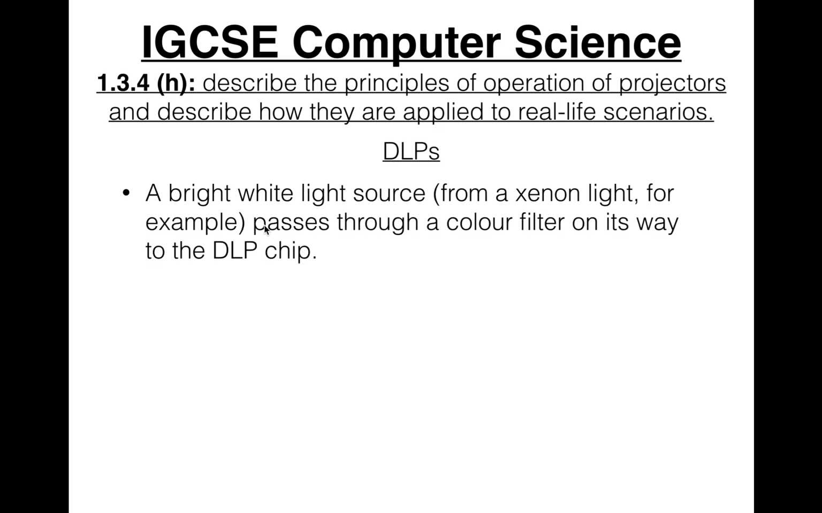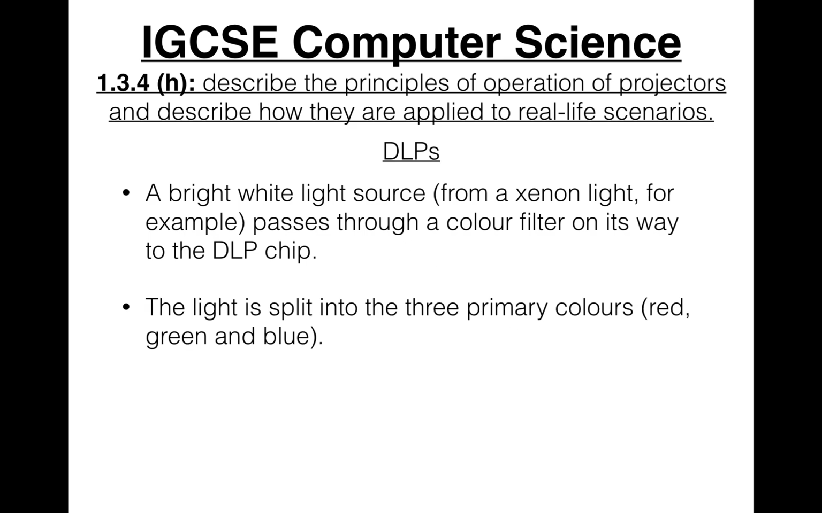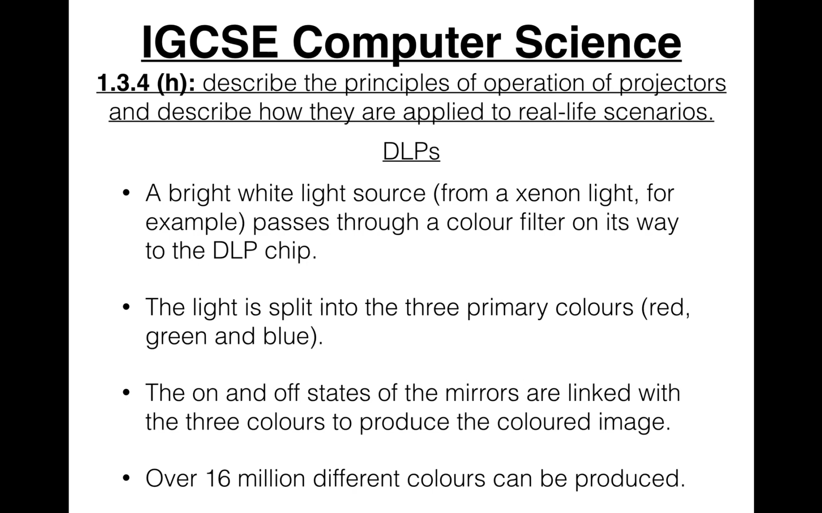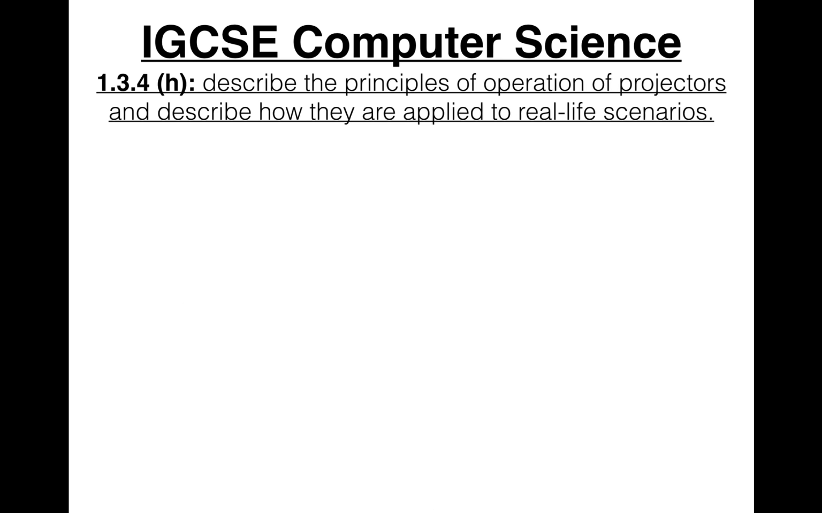A bright white light from a xenon light, for example, passes through a color filter on its way to the DLP chip. The light is then split into three primary colors: red, green, and blue. The on and off states of the mirrors are linked with the three colors to produce the colored image. Over 16 million different colors can be produced. So, that was DLP projectors.